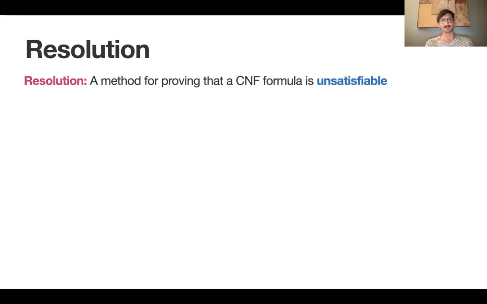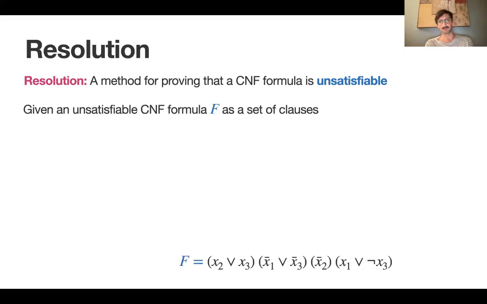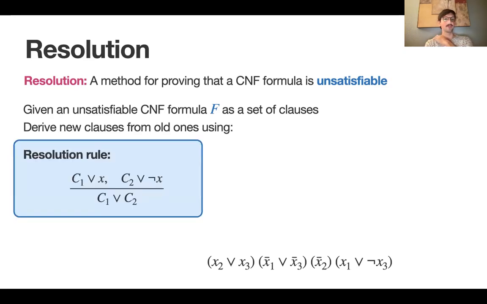Okay, so what's resolution? It's a method for proving that a given CNF formula is unsatisfiable. So you're given a CNF formula and you interpret it as a set of clauses. I've written an example down at the bottom, and you're allowed to derive new clauses from old ones using the following rule. It's called the resolution rule, and basically what you do is you take two clauses containing a complementary literal, and you take their disjunction. That is called resolving these two clauses. So you take their disjunction and remove the complementary literal.